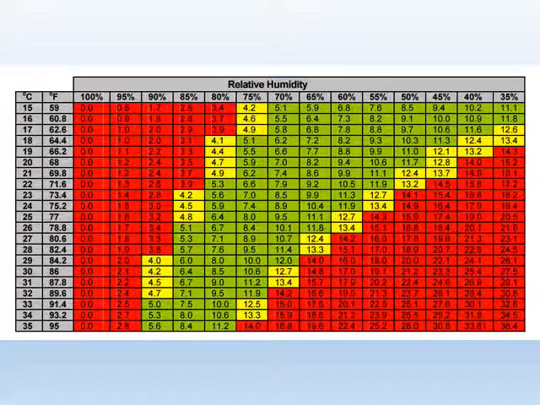So linking that back to vapor pressure deficit, the green zones on this chart, taken from Argus computer controls, are the zones where plants are happiest. In this range, plants are transpiring properly. If we end up with too high humidity over here, the rate of transpiration slows.